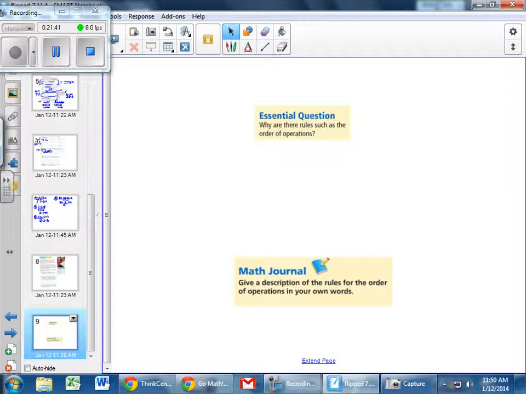And your journal for essential question is, why are rules such as the order of operations? So why do we have those? We talked about that on the very first page. And then for your math journal, give a description of the rules for the order of operations in your own words. So looking at what do you do first, in which direction, what do you do second, in which direction, and put those in order. Please don't forget to put the lesson number on top because that makes it easier when I go back to look at your journals later on in the week. And also to write the prompt. So you have your essential question and your math journal to complete.